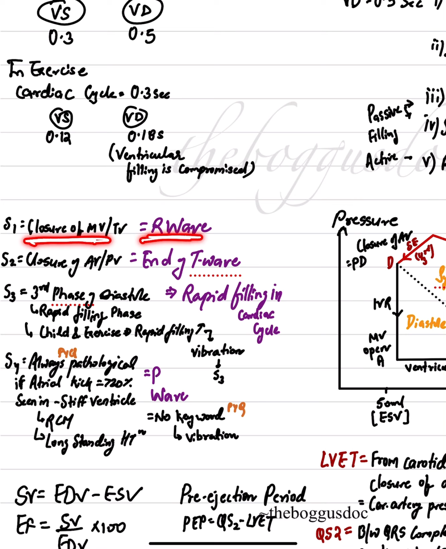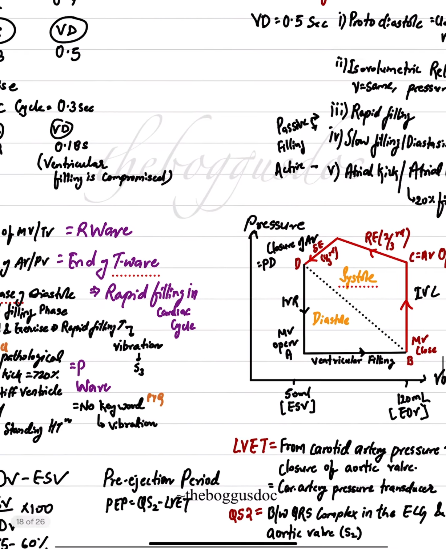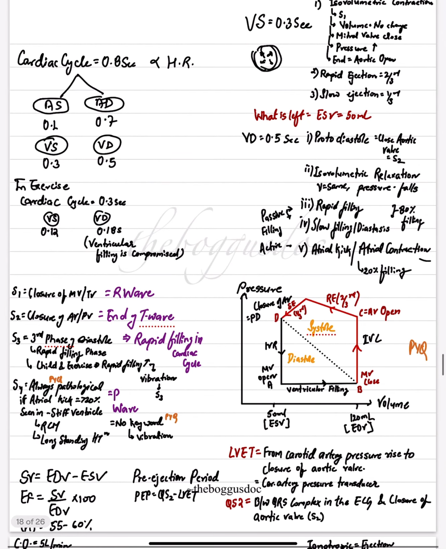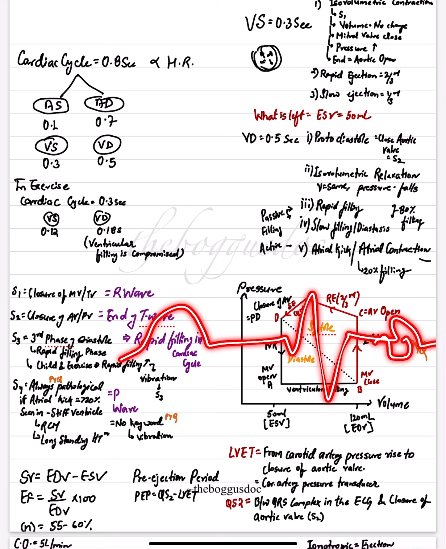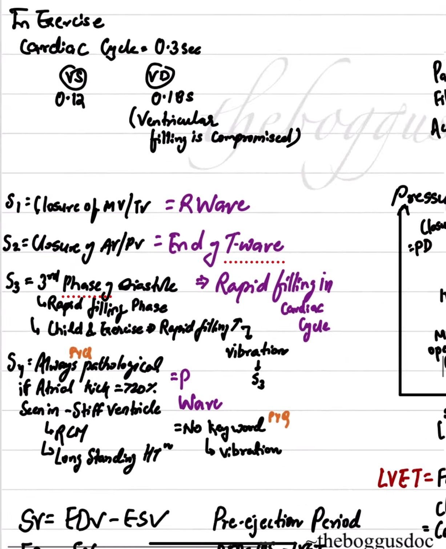Okay, so I hope you understand this diagram. S1 is the closure of the mitral valve, denoted by the R wave. Okay, P, Q, R, this R wave. It is the closure of the mitral valve or tricuspid valve. It is the starting of the main phase, ventricular systole starting its main part. S2 is the closure of the aortic valve or pulmonary valve. It is the end of the T wave, which means repolarization is almost finished.